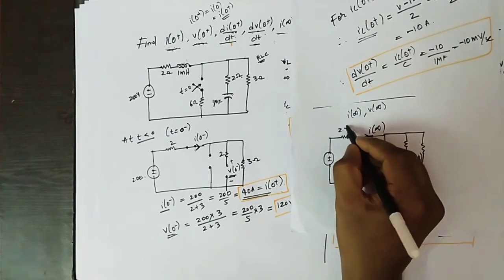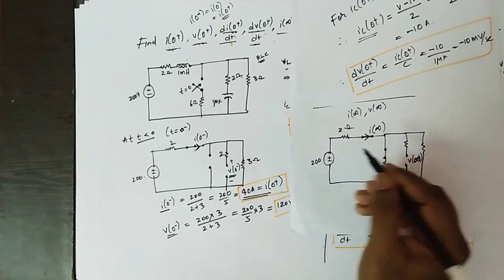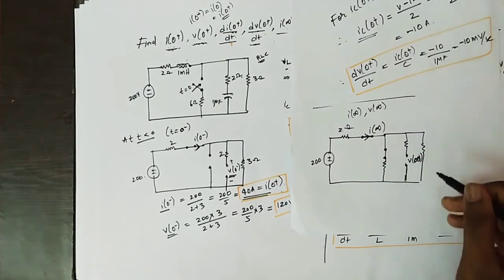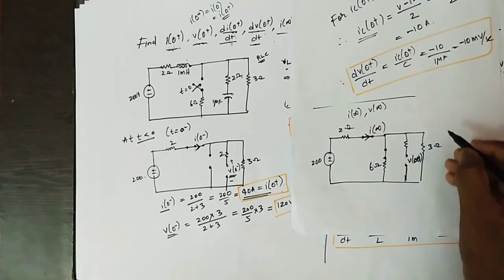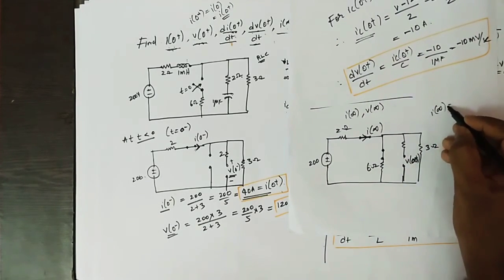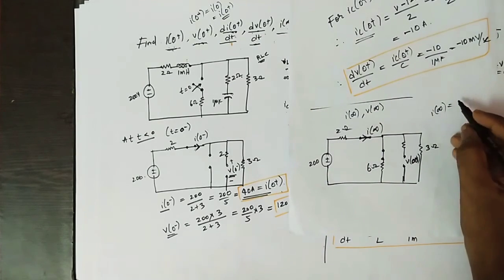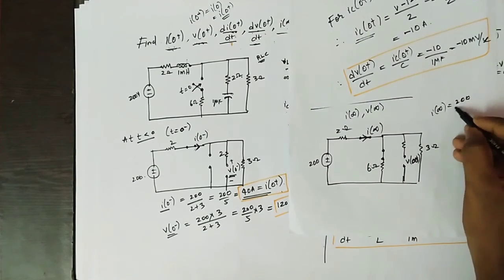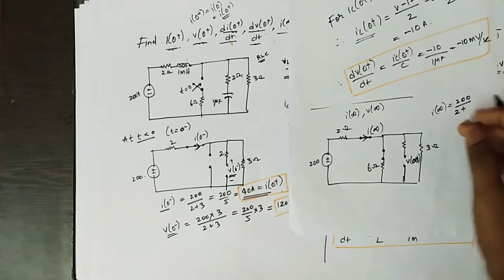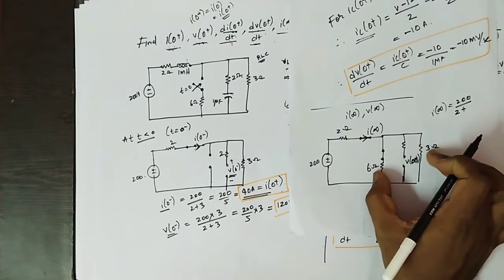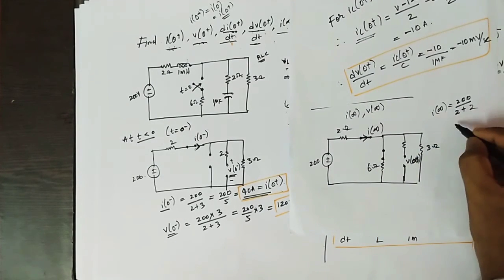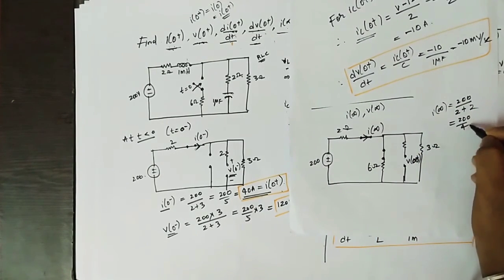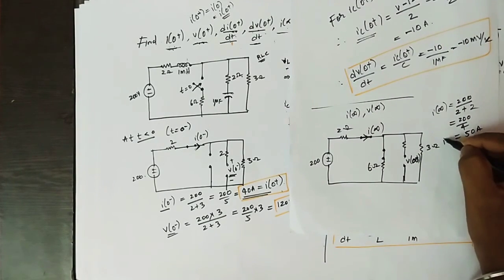By simple loop equation we can get it. As we are very much familiar now with solving different circuits, I can write I of infinity directly as 200 by 2 plus 6 in parallel with 3. So this will become one term, that is 2 by 2. So that is 200 by 4, that is 50 amps, I think. Yeah.